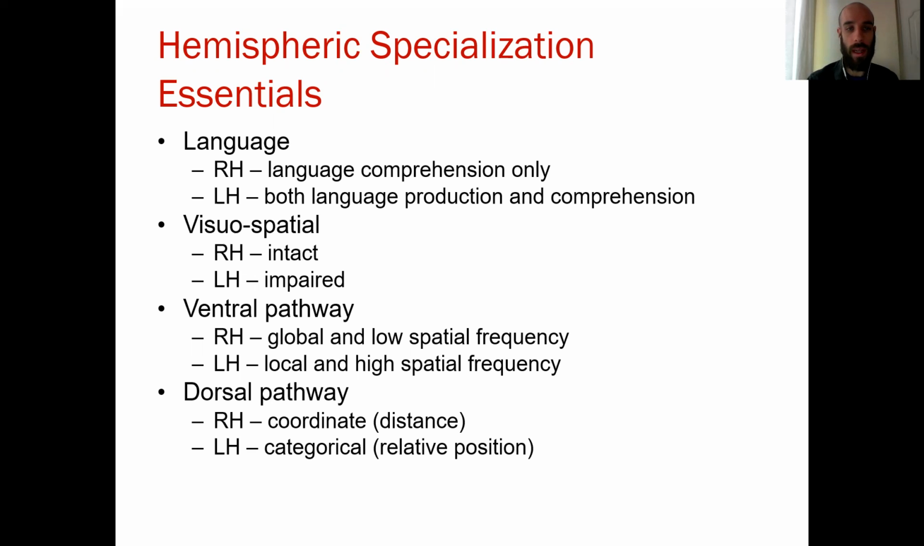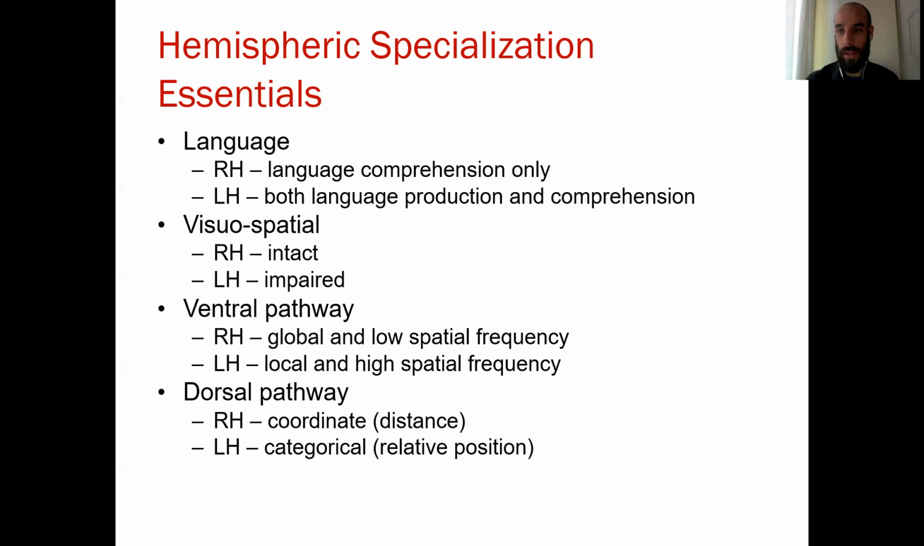We found that language has some differences between the two hemispheres. The right and left hemisphere can both comprehend language, but the left hemisphere is the only one that can produce language. When we look at visual spatial tasks like orienting things in space, we find that the right hemisphere is very good at it, but the left hemisphere is impaired. So using just your left hemisphere, it is very difficult to do any sort of spatial relation tasks. We also found differences between the ventral and dorsal pathways between the two hemispheres.